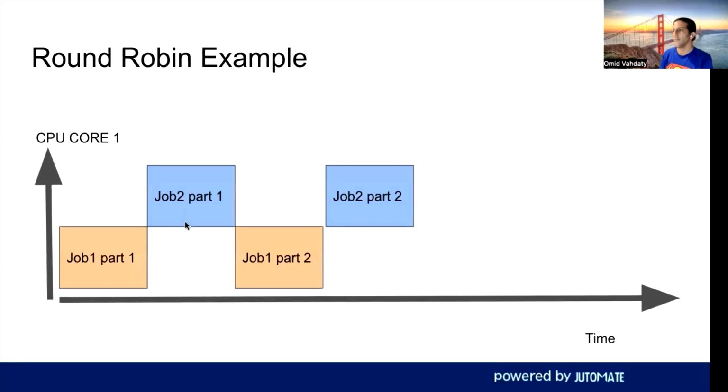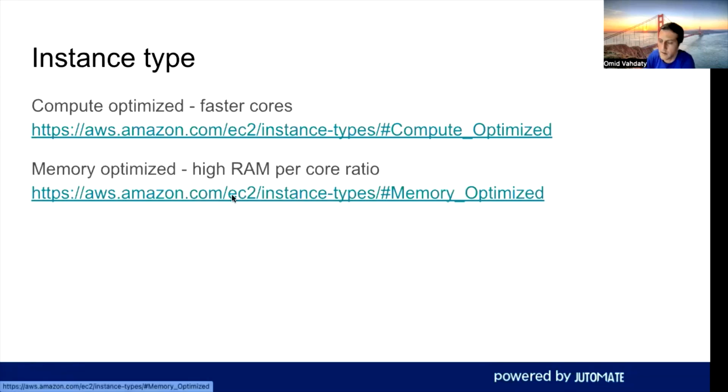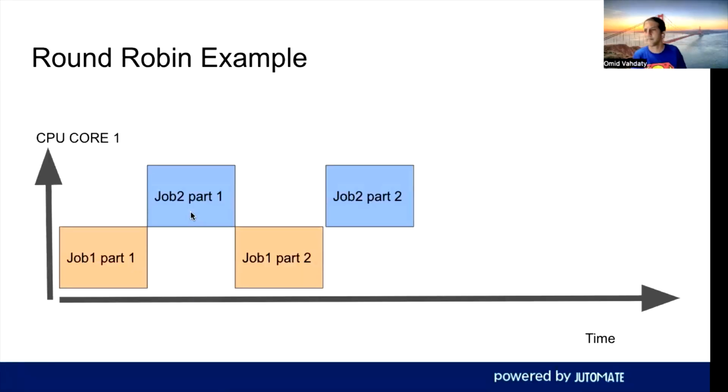So, for example, if you have several jobs running on your CPU core, and you have only one core and you have two jobs, the operating system will manage it for you by a round-robin algorithm, which is essentially splitting the time between job 1 and job 2.